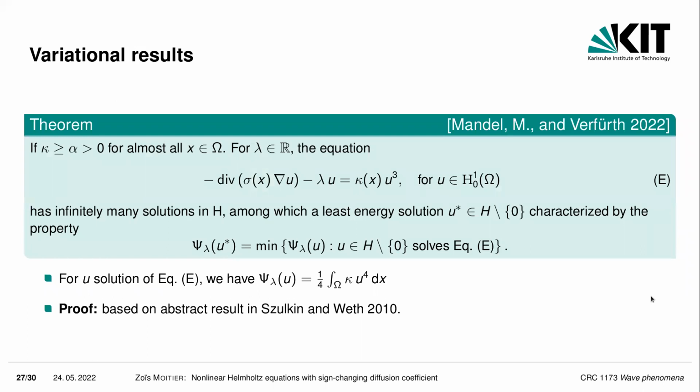And the result is the following. Here we need to also add an assumption on K, that K is greater than alpha strictly positive. And now we know that if you fix lambda, then this equation has actually infinitely many solutions in H. And there exists a least energy solution, which is characterized by this property. The proof of this result is also based on an abstract result for strongly indefinite energy functionals.